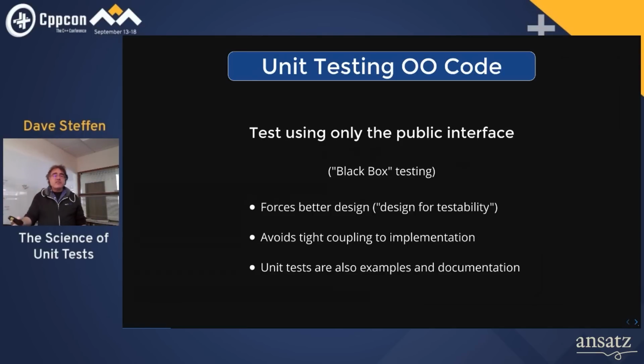And there's all kinds of reasons for this, and all kinds of talks and discussion about why you should do this. It forces better design, because you wouldn't have designed it that way if you'd known you had to test it. You avoid tight coupling to your implementation, so you can refactor your code, but you don't have to change your unit tests. So fine, this is the good advice.